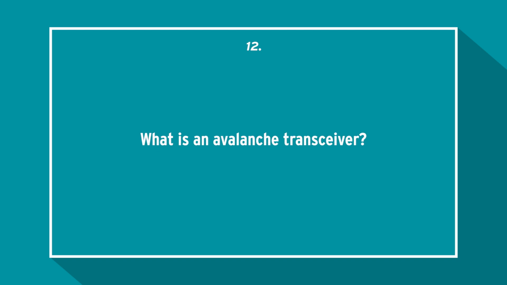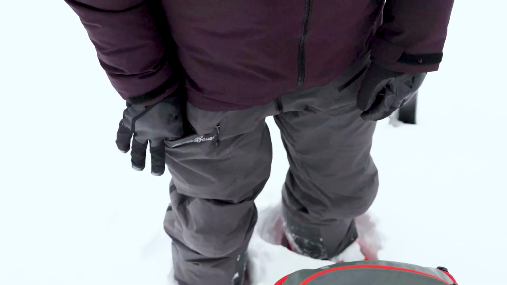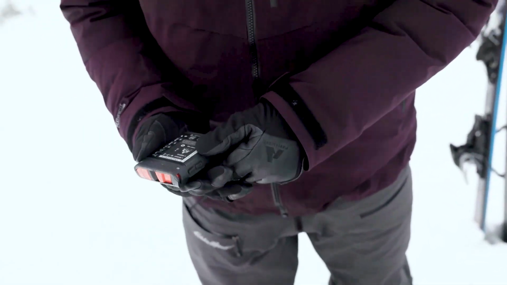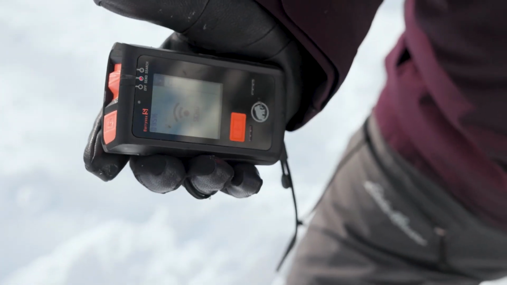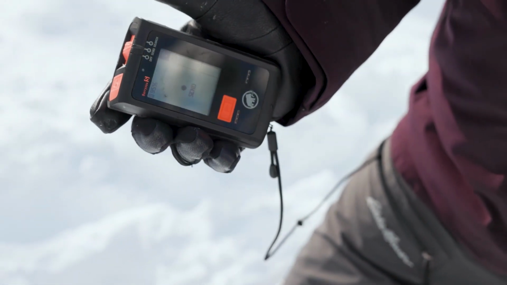What is an avalanche transceiver? Great question. An avalanche transceiver is a device that backcountry skiers all wear that emits a low frequency signal of 457 megahertz that is emitting the same signal as every other backcountry skier out there. How they work is they emit a regular signal on a frequency and a regularity that is picked up by another avalanche transceiver.